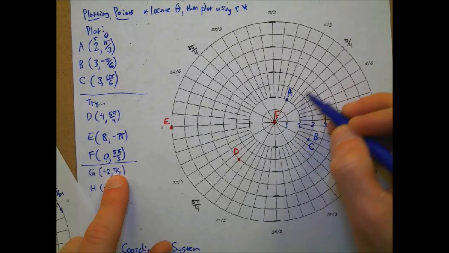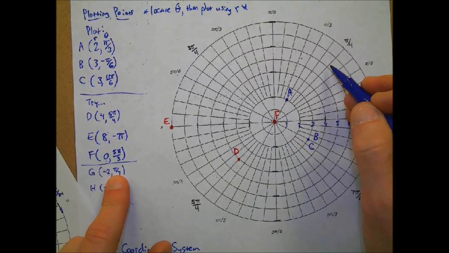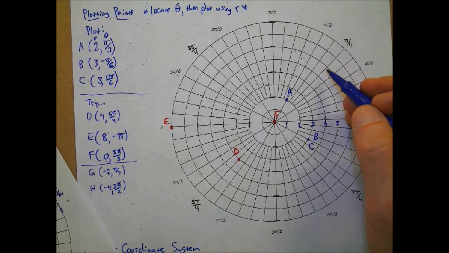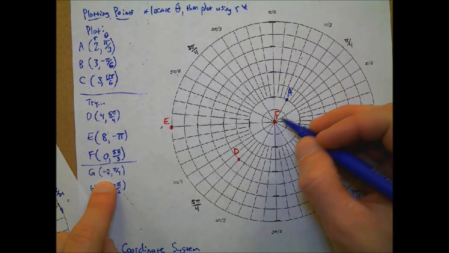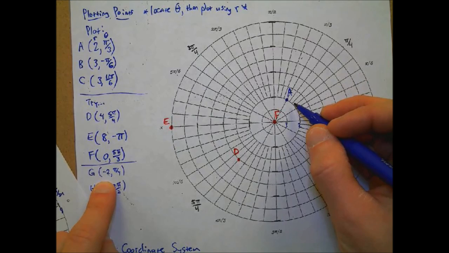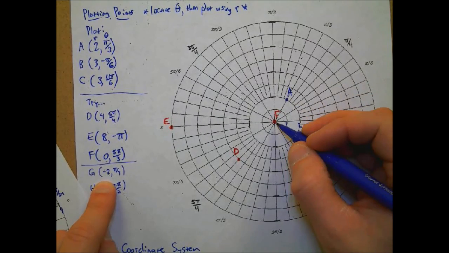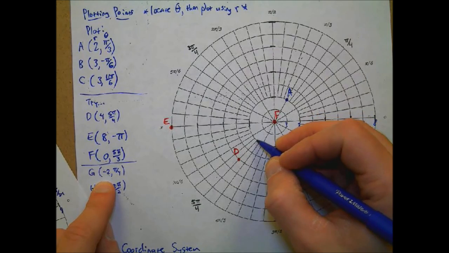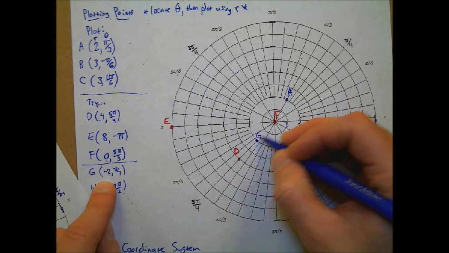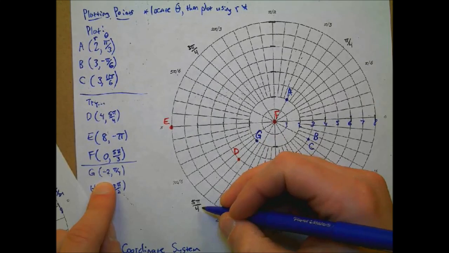But instead of going towards the pi over 4, which is what happens when we have a positive r value, we're going to go in the exact opposite direction from pi over 4 because we have a negative r value. So instead of going towards pi over 4 two rings, we're going to go away from pi over 4 two rings. So 1, 2, and there is the location of g. In other words, it's like we're going towards the 5 pi over 4, the exact opposite direction there.